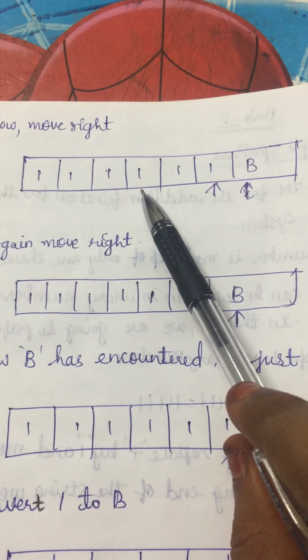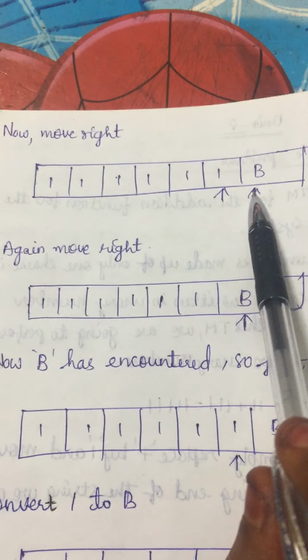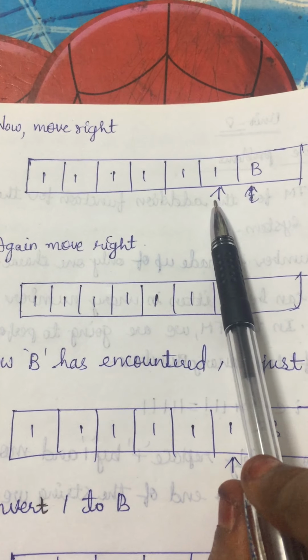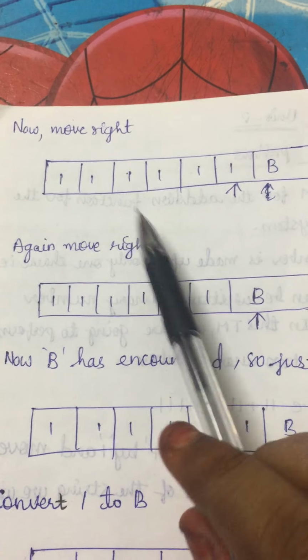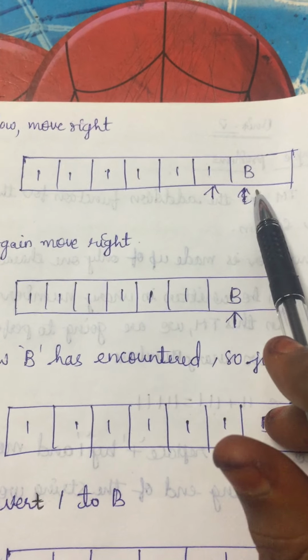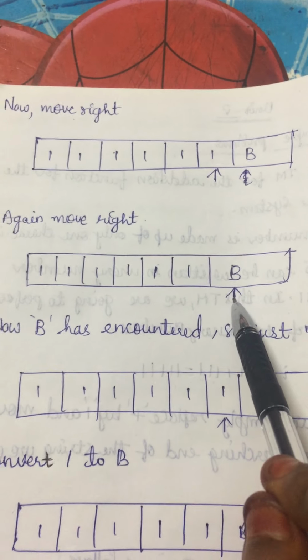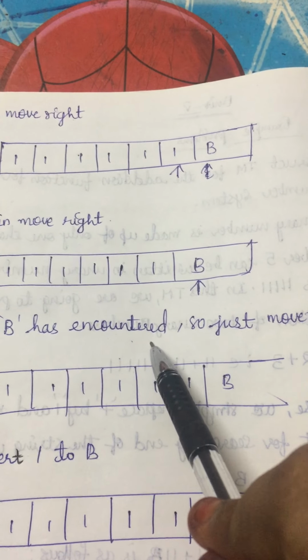So after plus symbol, move one step right. And now again move right. So right direction we have moved. And now again move right. So we should move till blank symbol. So here blank symbol is obtained. Now B, in the sense blank symbol, has been encountered.